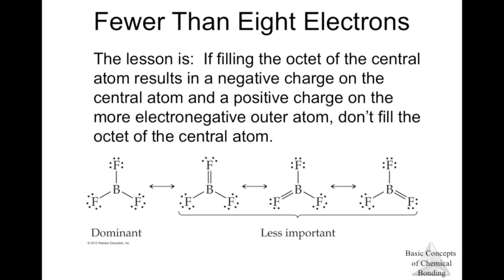So basically, the rule of thumb is if you're going to fill the octet and it just doesn't make any sense with the formal charges, in this case we're putting the negative charge on the central atom and a positive charge on the more electronegative outer atoms. Remember, the electronegative ones are what's going to be on the outside. That just doesn't make sense. So if that's the case, draw it a different way that leaves the octet of the central atom unfilled. And again, that comes back to formal charges. You would see that you would have a more sensible arrangement of formal charges.